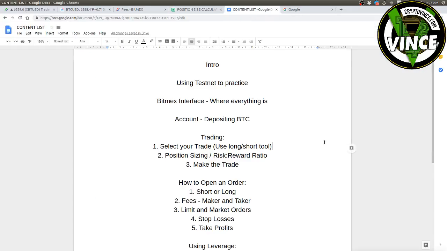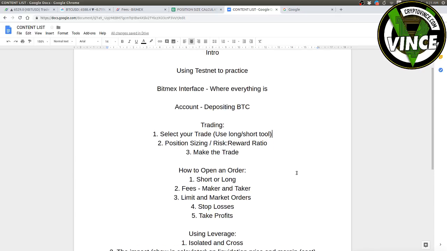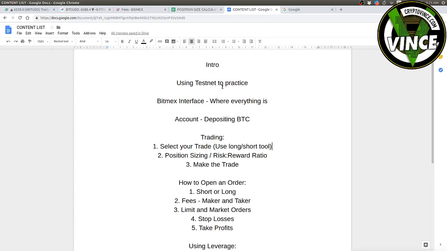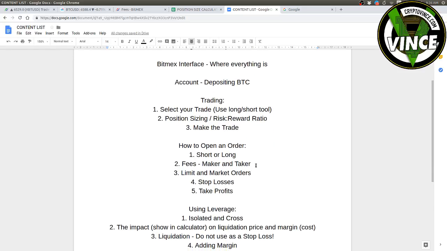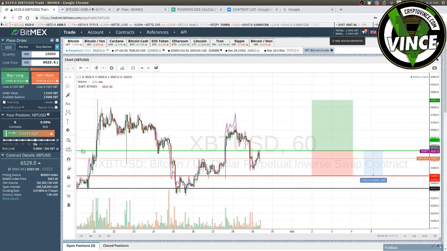Okay, so now we explain a few things. I guess we can just explain a few orders, the types of orders that we can do. We explained the BitMEX account, position size, risk, reward. So we explained how you can enter a trade, how you should enter with position size, risk, reward, how to make that trade. Now let's go see the fees, limit, market, and order types.